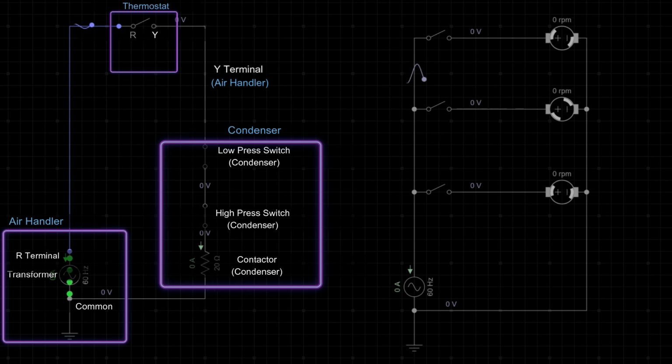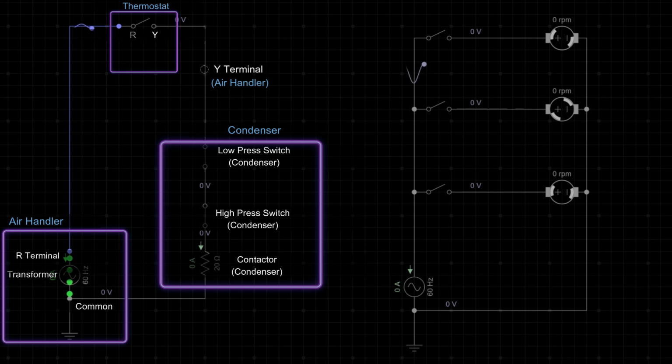Once it goes through, the contactor pulls in, allows power to go to our condenser fan motor and compressor, which starts the outdoor unit. And then it makes its way back up to the common terminal on the control board in our air handler, which eventually makes its way back to the common on the transformer. So we have a full circuit going all the way around through all these components.